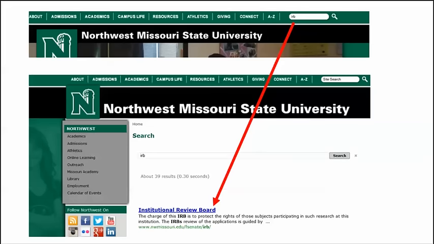There are obviously common principles applied by IRB members, but each institution has different forms and processes, so we need to be familiar with those for Northwest. The easiest way to find that information is to search the Northwest webpage for IRB and then select the Institutional Review Board option in the results list. I'll also place a direct link in our course materials.